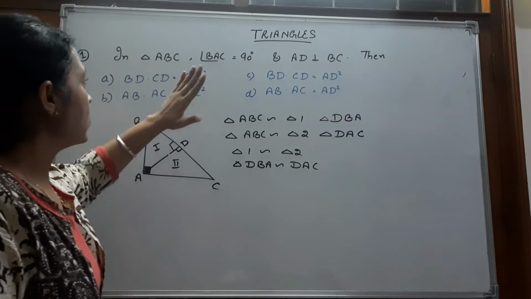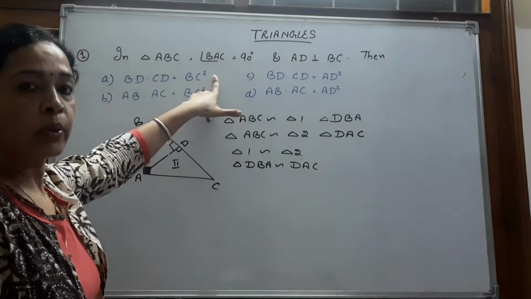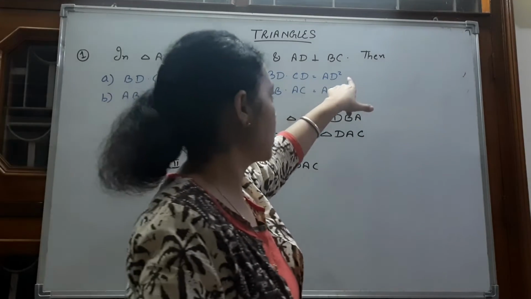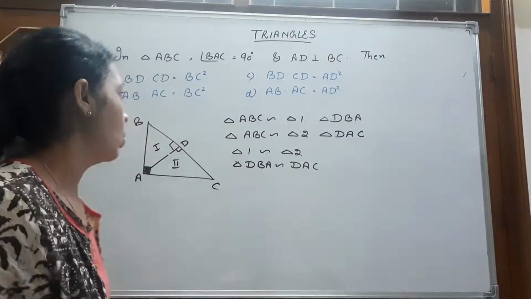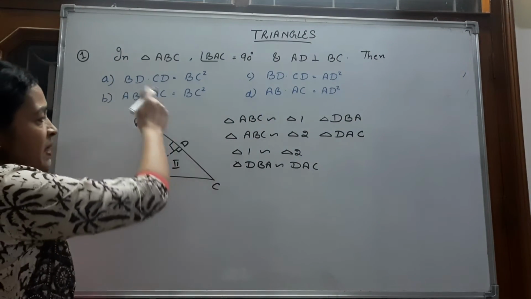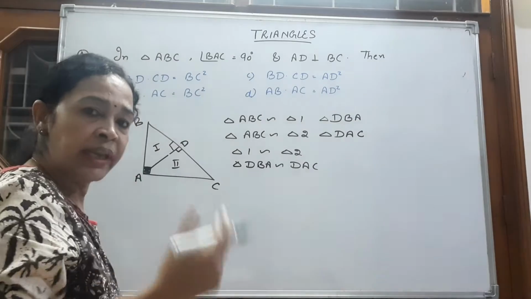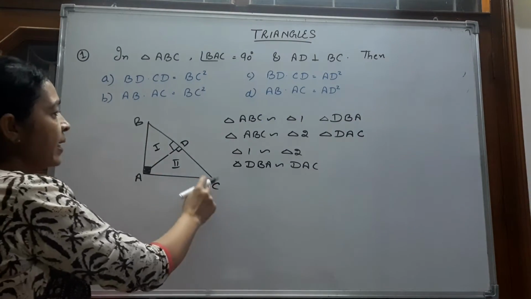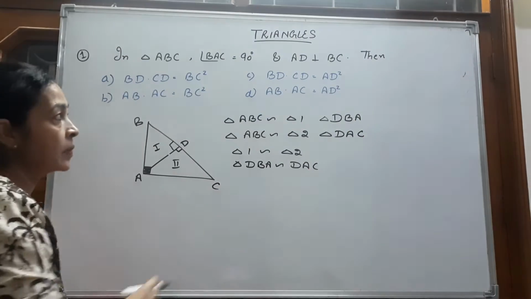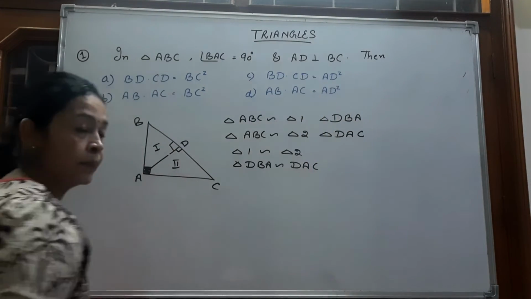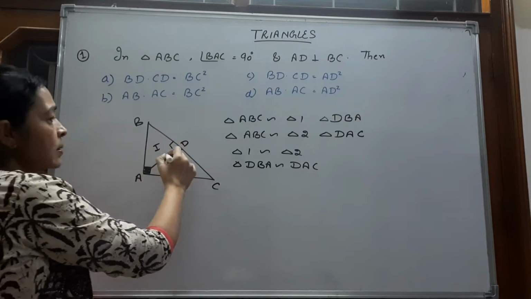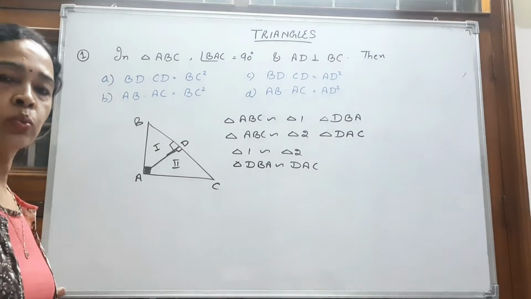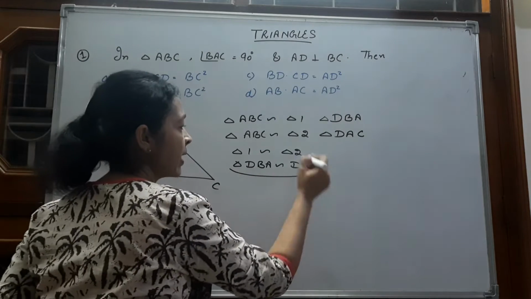Now, look at the options. BD dot CD equals BC square. Look at the right hand side: we have BC square 2 times and AD square also 2 times. Now, is BC a part of any two triangles? BC is a part of one triangle, triangle ABC. But AD is a side of both triangles, triangle 1 and triangle 2. So let's take these two triangles.